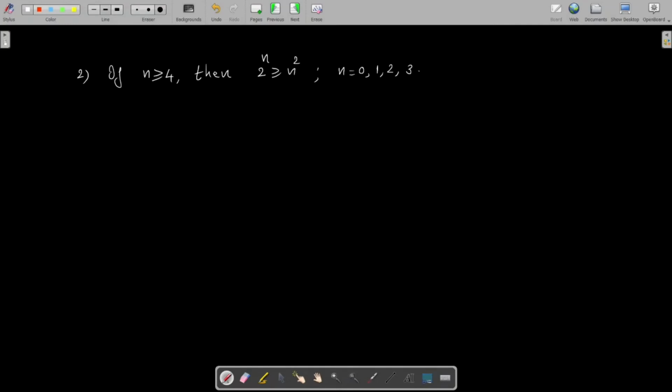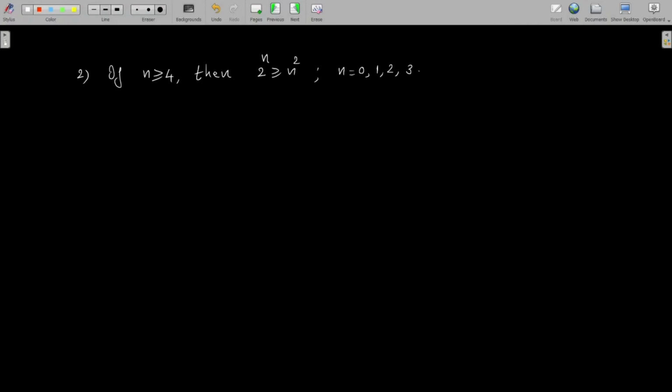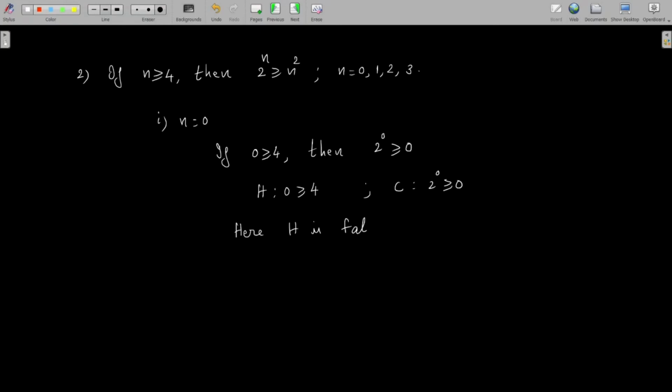Next one: if n is greater than or equal to 4, then 2 raised to n is greater than or equal to n square, where n equals 0, 1, 2, 3. So in the first case, we will consider the case when n equals 0. Then the proposition is: if 0 is greater than or equal to 4, then 2 raised to 0 is greater than or equal to 0 square, that is 0. Here the hypothesis is 0 greater than or equal to 4 and the conclusion is 2 raised to 0 greater than or equal to 0. Here the hypothesis H is false. Therefore the implication H implies C is vacuously true.